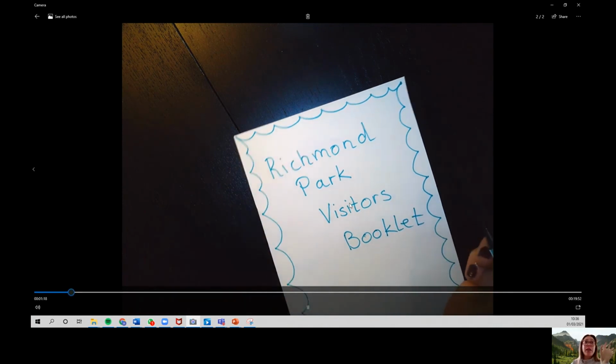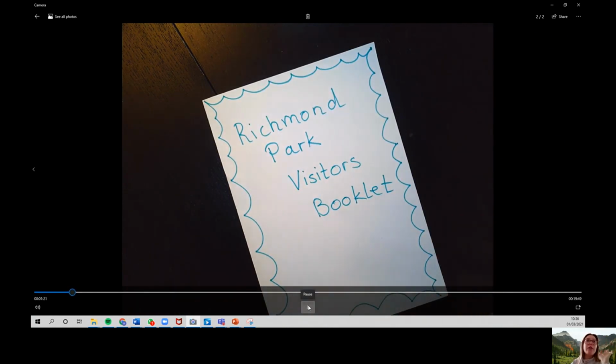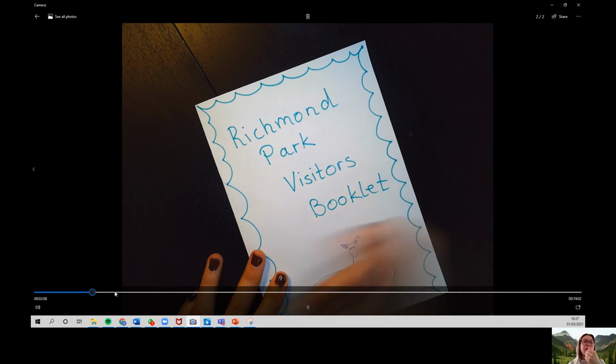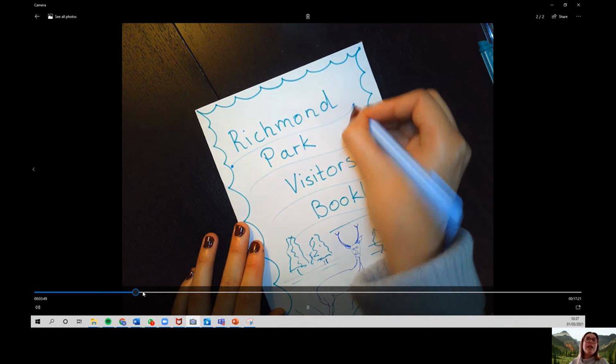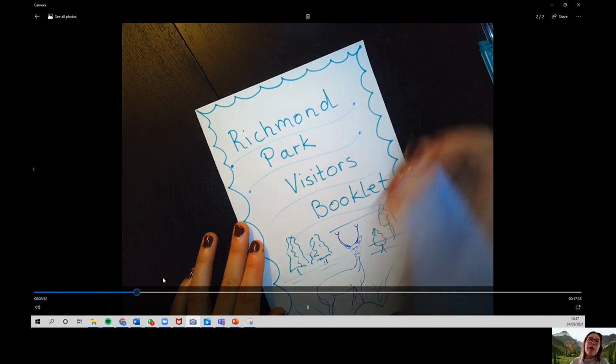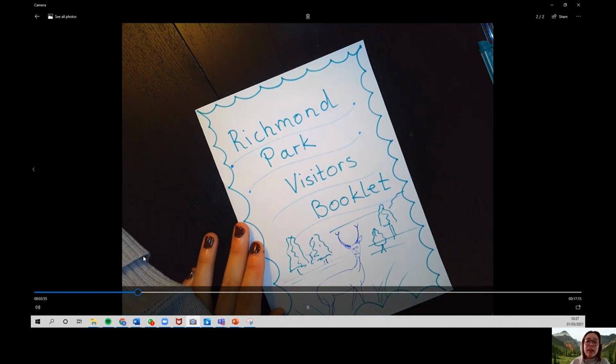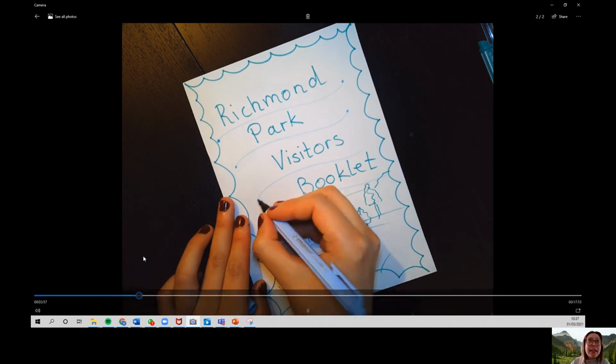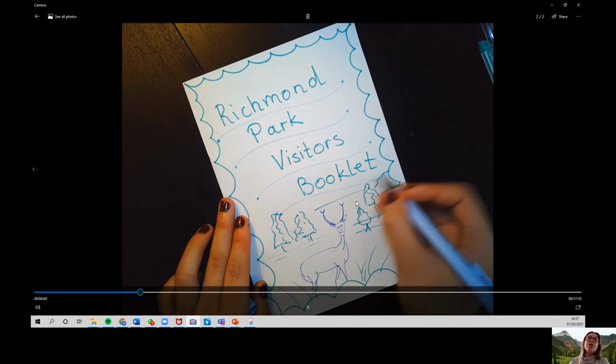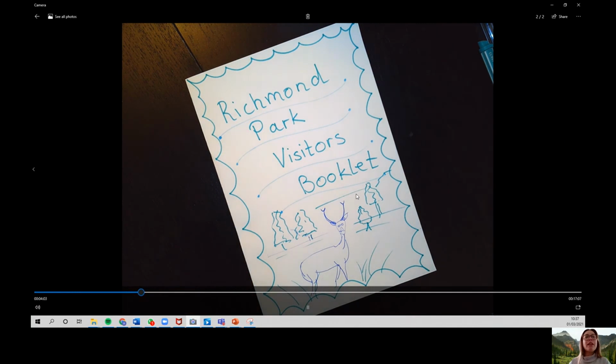Then you have to do the title page, which should be Richmond Park Visitors Booklet. Now think about what makes a visitor's booklet interesting to look at. You don't just want text. People are more attracted to things when they have some drawings. So I thought it'd be nice to draw a deer because that's what is special about Richmond Park. It's one of the few parks in this country that has natural roaming deer in it. And then you can draw some trees and shrubbery and make it look nice and use different colors.